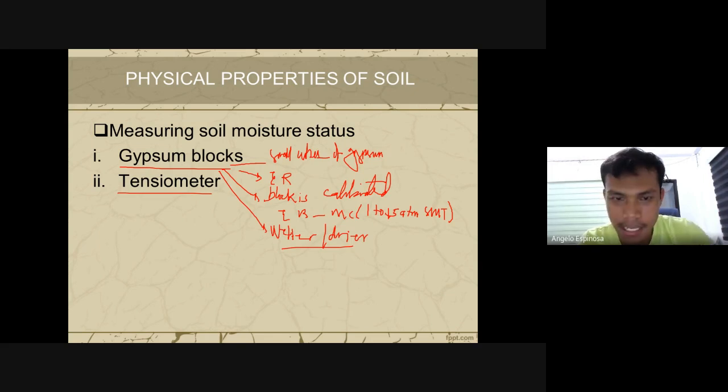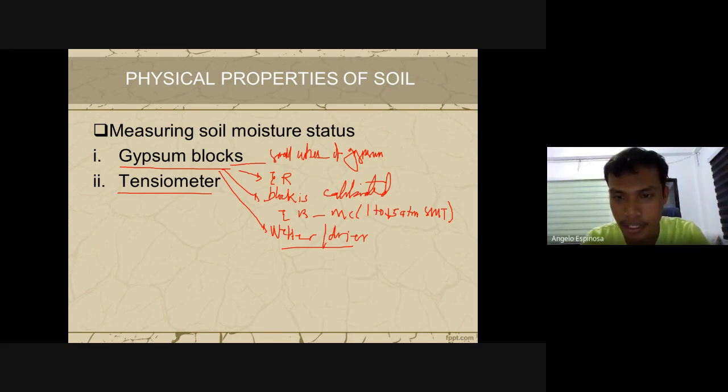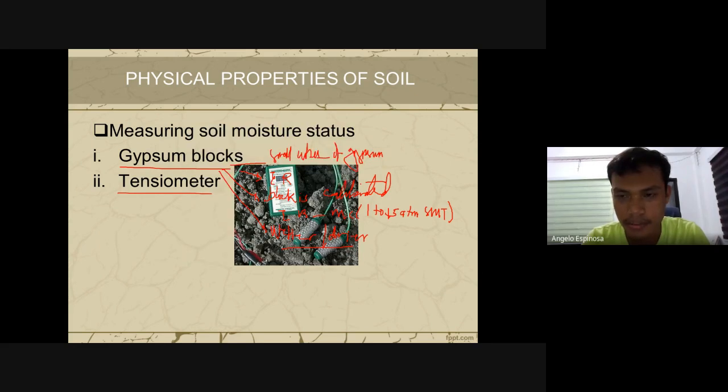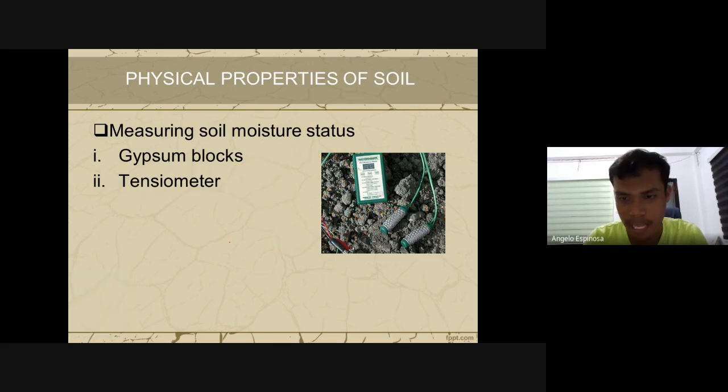Lalagay ko lang sa slides ha. Kung ano nga ba yung soil moisture. Yan, gypsum blocks. Para meron kayong idea, so yan ay example ng gypsum blocks. So that is the gypsum blocks.